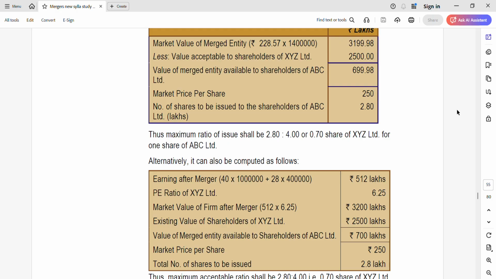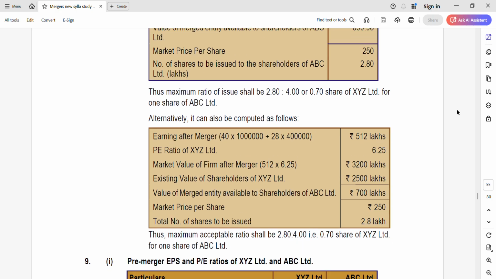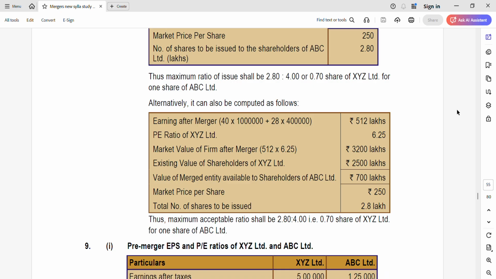Market price per share is 250. So the total number of shares to be issued is 700 lakhs divided by 250, that is 2.8 lakhs. So the maximum acceptable ratio shall be 2.8:4, that is 0.7 share of XYZ for 1 share of ABC Limited, which is nothing but the starting line of your question. So you can use this to cross-check your answer as well.